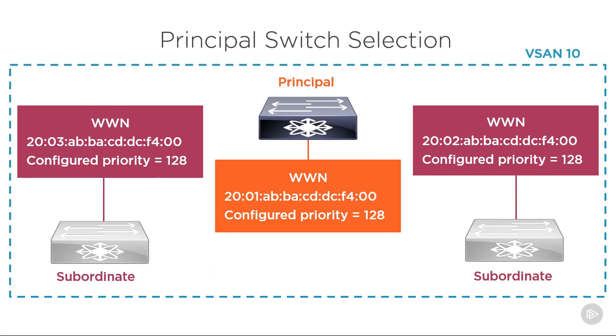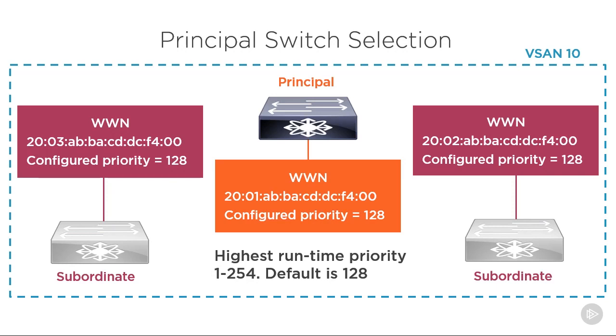Within each VSAN, the fabric is going to select one principal switch. The principal switch hands out domain IDs to all of the other subordinate switches. Switches are going to make fabric decisions based on these domain IDs. The principal switch selection is based on the highest runtime priority. The lowest number is the highest priority. The range is 1 through 254. The default runtime priority is 128.